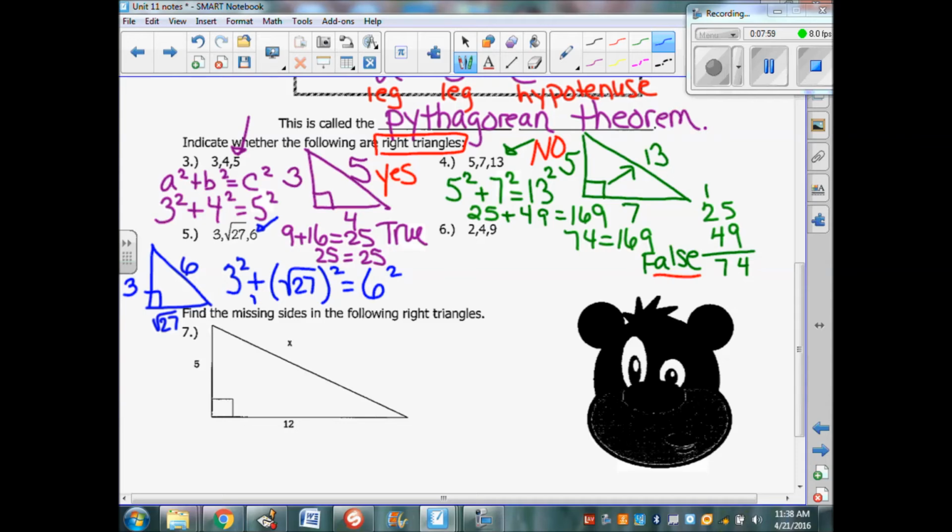So 3 squared, you know, is 9. Square root of 27 squared, okay, squaring and square rooting undo each other. So if they undo each other, they wipe each other out. So you're just left with, what's there? 27. Does it equal 6 squared, which is 36? So 9 plus 27 equals 36. That is true. When you get a true statement, you know that yes, these are the sides of a right triangle. You're going to come to class with number 6 done.